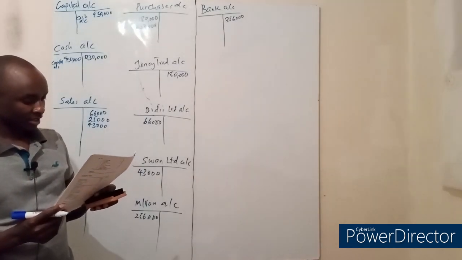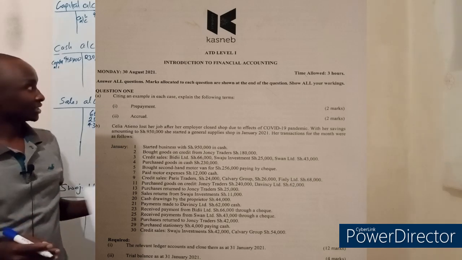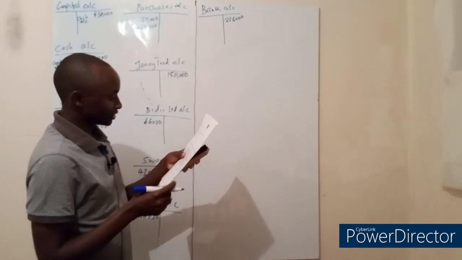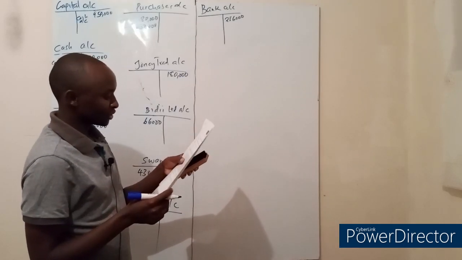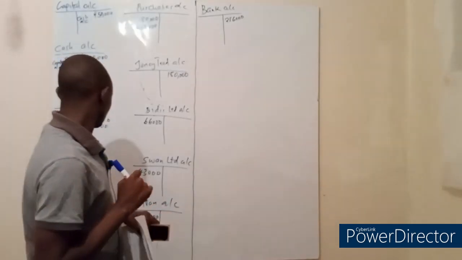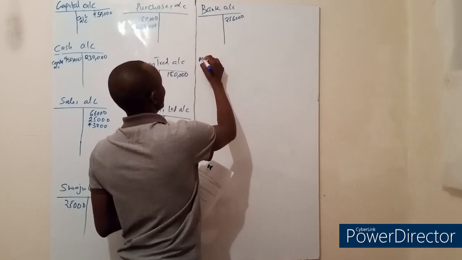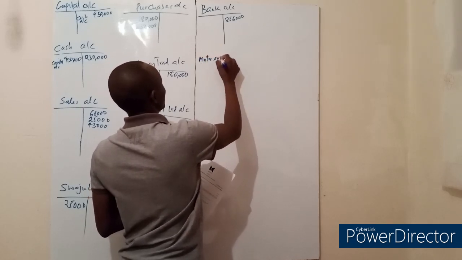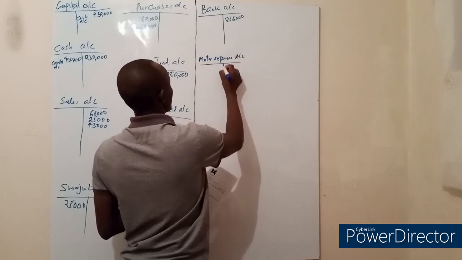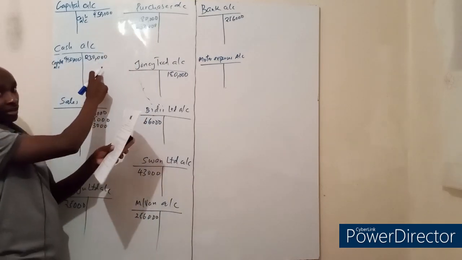January 7th, paid motor expenses 12,000 in cash. So for identification, you have to identify two accounts. We have the motor expenses account, right? And the cash account, isn't it? So we have motor expenses account and you have cash account.